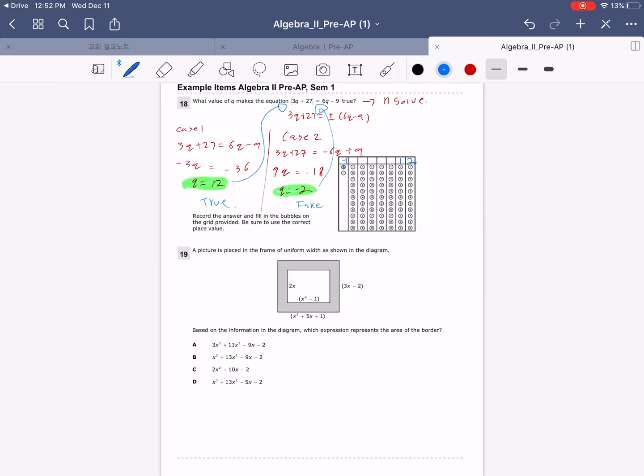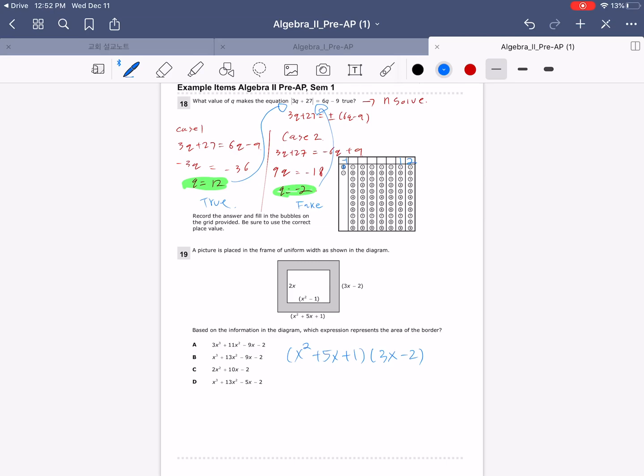Last question. Oh, finally. The picture is placed so, based on this information in the diagram, which expression represents the area of the border? So you're trying to find the area of this border. It's simple. What you have to do is find the area of this entire box first, then subtract the area of this small box. So if you set it up, x squared plus 5x plus 1, base times height, 3x minus 2. So let's find this one first.